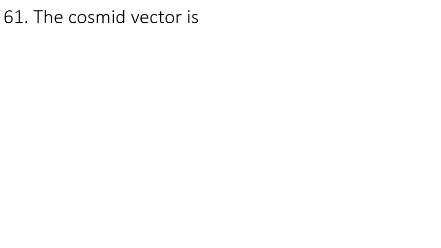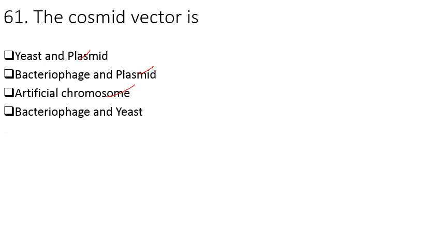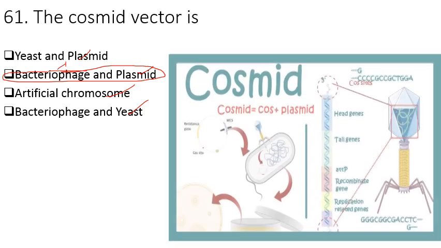So the first question for today is: the cosmid vector is made up of. Our options are eastern plasmid, bacteriophage and plasmid, artificial chromosome, or bacteriophage. So its right answer is bacteriophage and plasmid. It is made up of lambda phage and plasmid.